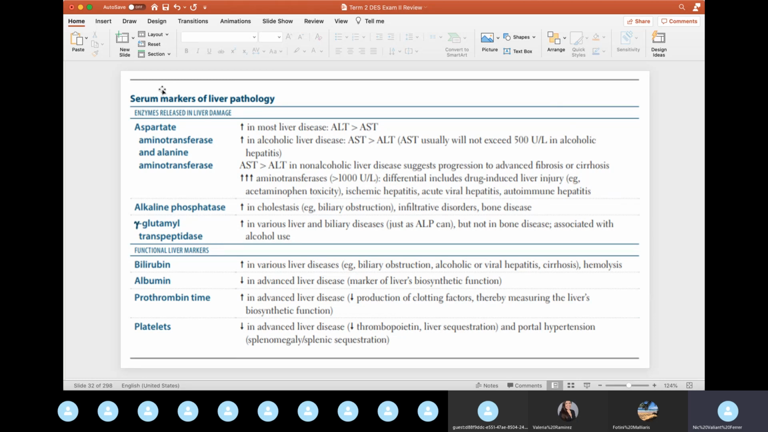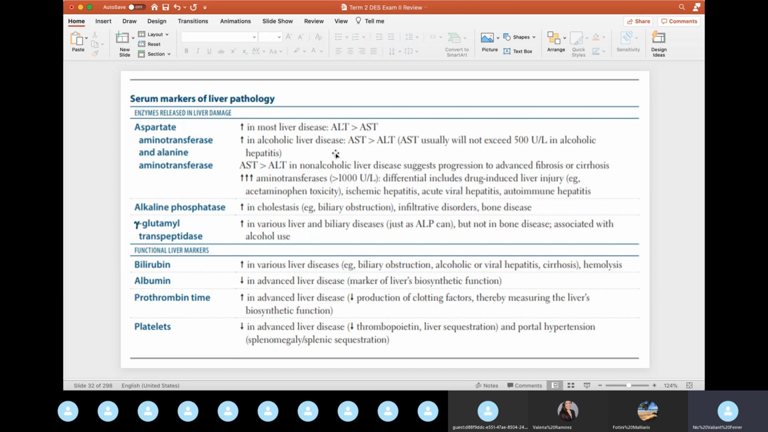Serum markers of liver pathology, put a star here. This is high yield. AST and ALT. ALT is increased in most liver disease. If the liver is attacked, for example, in hepatitis, the liver architecture is attacked, and ALT is increased more than your AST. So the L in ALT, think about liver, right? Specifically the liver. AST is only increased in alcoholics.